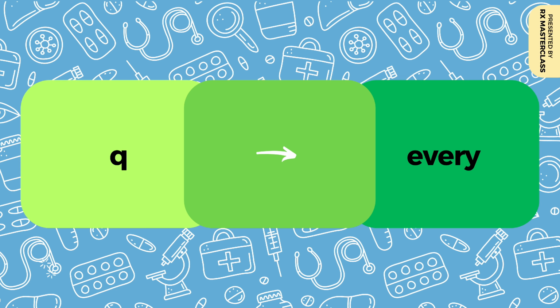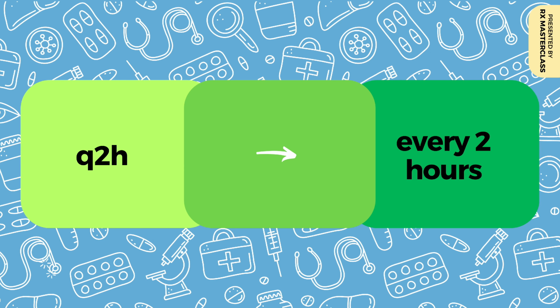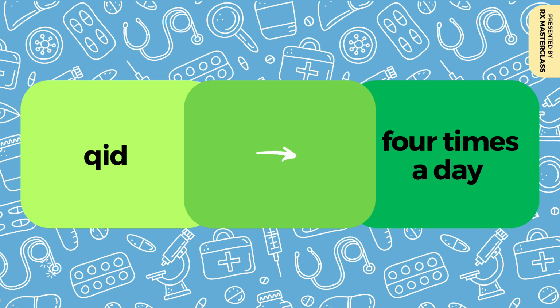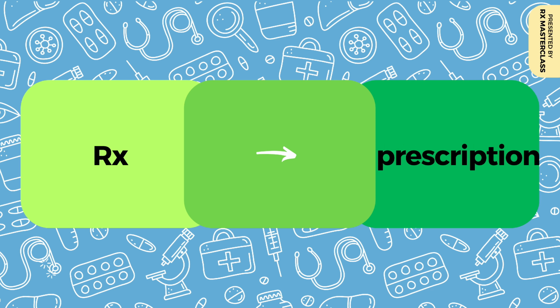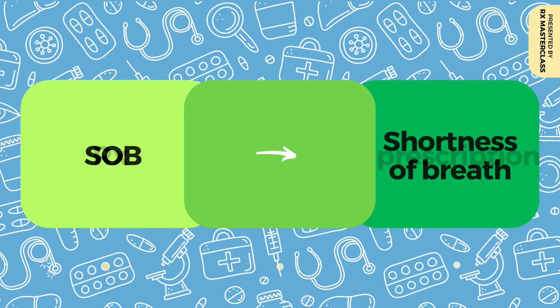Q, which stands for every. So if a prescription says Q3 hours, that just means every 3 hours. Another example of that is Q2H, which stands for every 2 hours. QID, which stands for 4 times a day. RX, which obviously stands for prescription. SOB, which stands for shortness of breath.